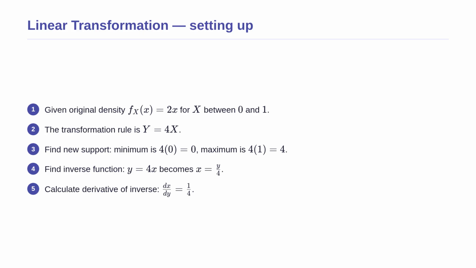Now that we have our master formula, let us put it into practice with a basic example. Suppose we have a metal part whose length x has a density of 2x between 0 and 1 inches. A worker measures this in a new unit, creating a variable y equal to 4x. First, we find the new support. Plugging in 0 and 1, we see y lives between 0 and 4. Next, we find the inverse function by solving for x, which gives us x equals y divided by 4. Finally, we take the derivative of this inverse with respect to y, which is simply the constant 1/4.